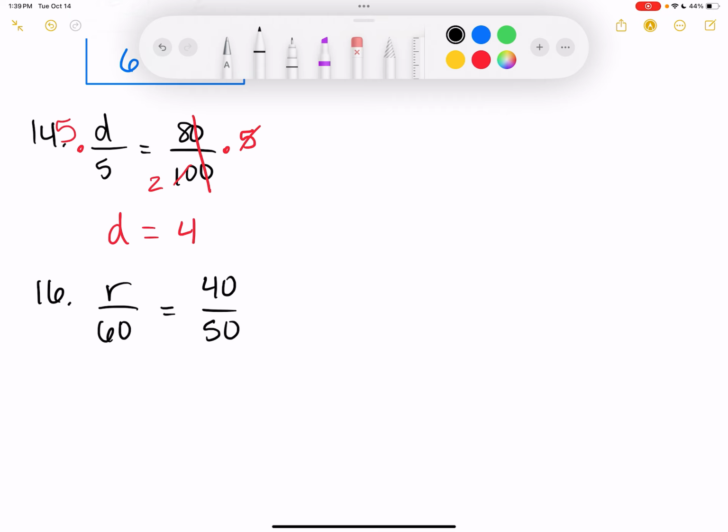Got the answer. All right, what do we get? 48. 40. How'd you get 48?